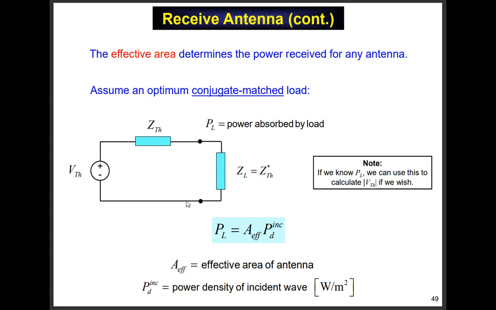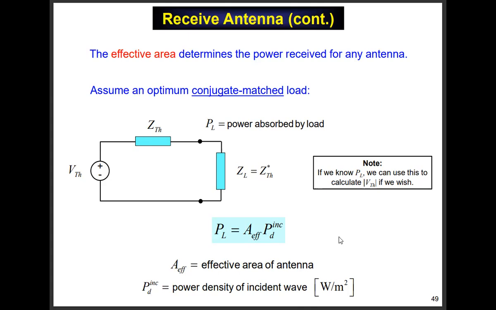Under that assumption, here's the formula for how to calculate power going into the load. P_L means power going into the load. It's the power density of the incident wave, thinking of this wave as a plane wave hitting the antenna coming from the transmitter, in watts per square meter, times something called the effective area of the antenna.